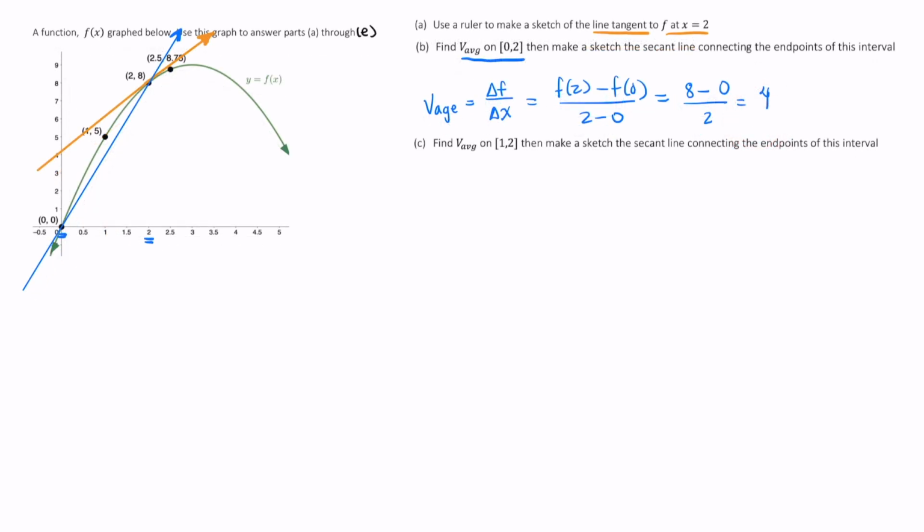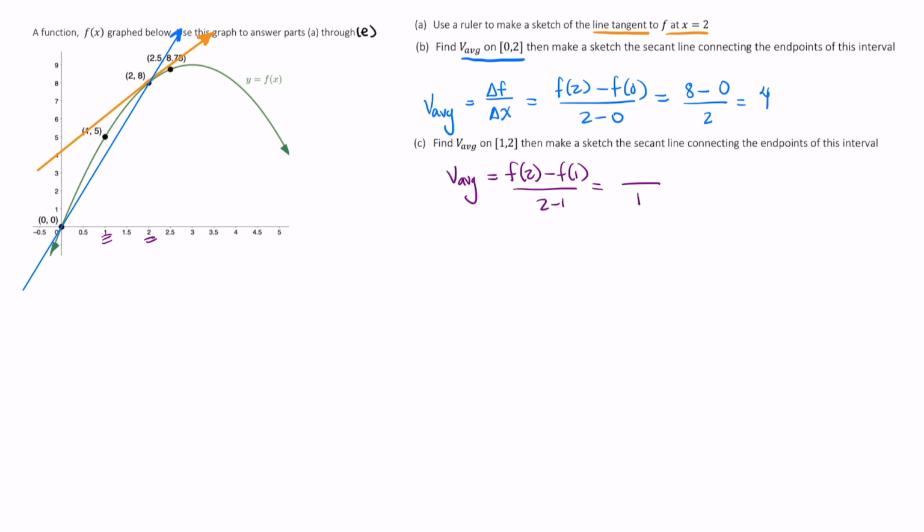All right, next we're going to do the same thing, but our interval will now be from 1 to 2. So instead of from here to here, our interval starts at 1 and goes to 2. So again, the average rate of change. I realize I wrote "age" here instead of "average," so let me fix that really quick. There we are. So the average rate of change in this case is f of 2 minus f of 1 divided by 2 minus 1.